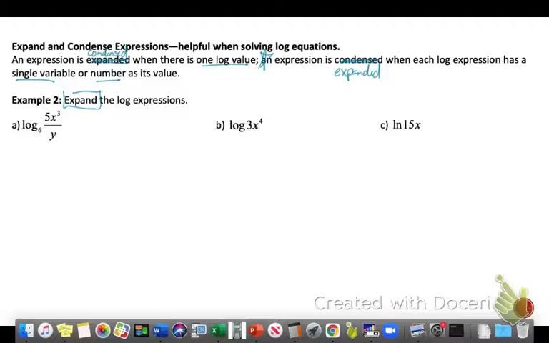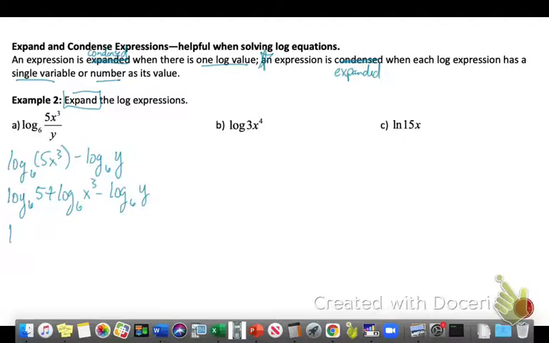So let's look at A. We have log base 6 of 5x cubed divided by y. So right away I see division, so I can use the quotient property to rewrite that using subtraction. So I have log base 6 of the numerator minus log base 6 of the denominator. Now, I look at my second logarithm, and that is expanded because that is log base 6 of a single variable. But my first term is not, and so it's 5 times x cubed is the value. So I can rewrite that using the product property. So I can rewrite it as log base 6 of 5 plus log base 6 of x cubed.